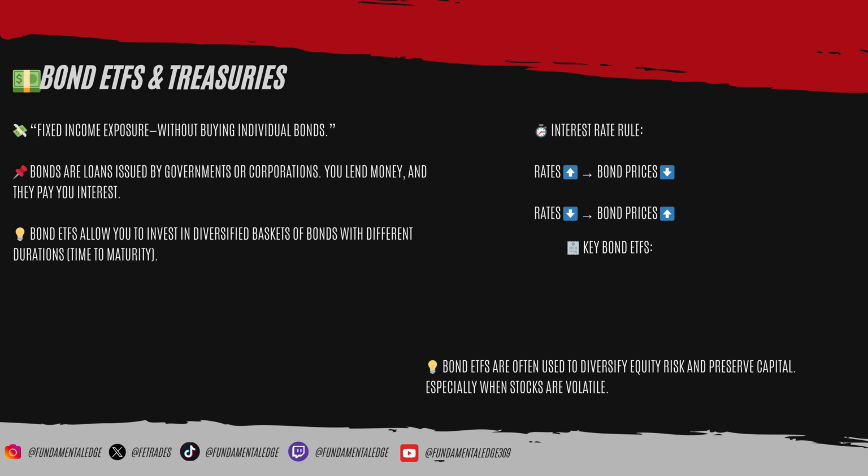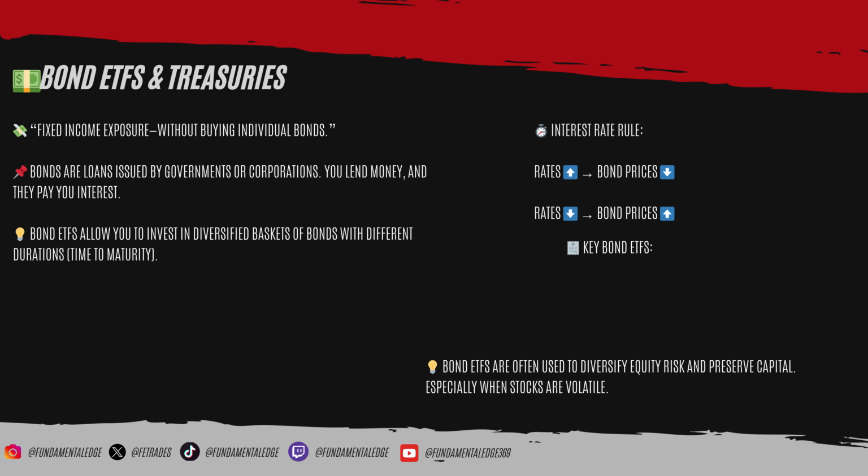Bonds are debt instruments. When you buy a bond, you're essentially lending money to a government, a municipality, or a corporation in exchange for interest. But instead of buying individual bonds, many investors use bond ETFs. These let you invest in a basket of bonds with different time horizons. There's an important relationship to understand here. When interest rates rise, bond prices fall. When rates fall, bond prices rise.